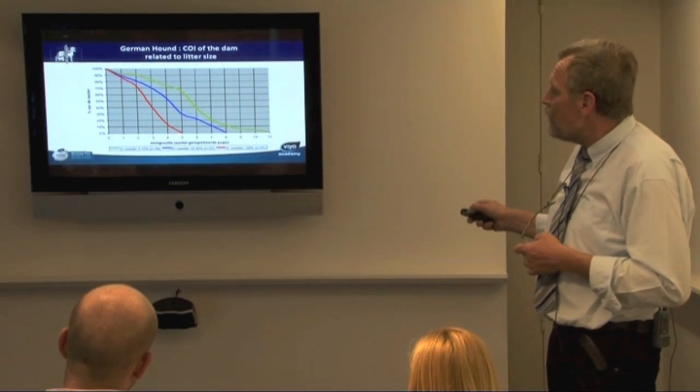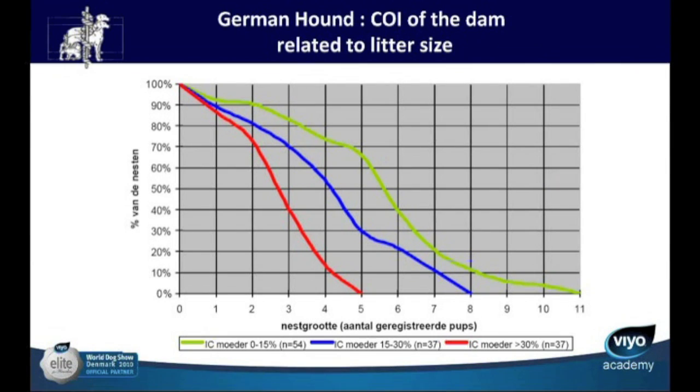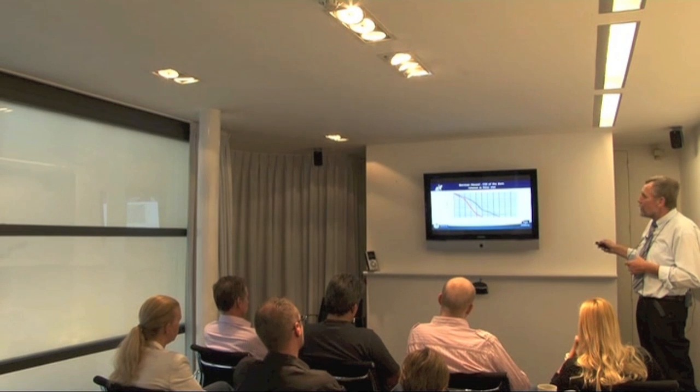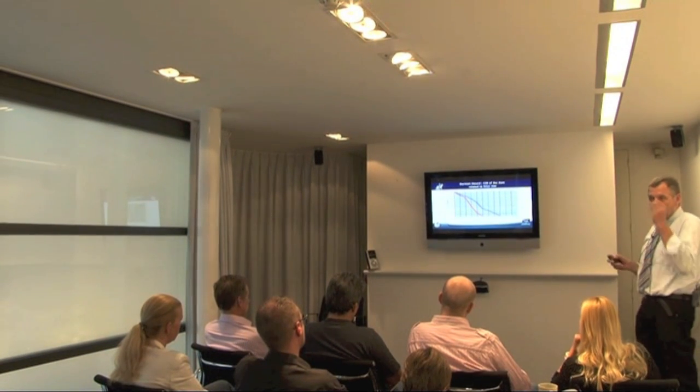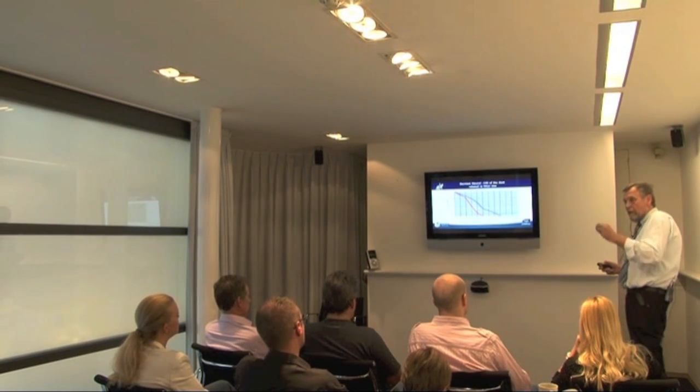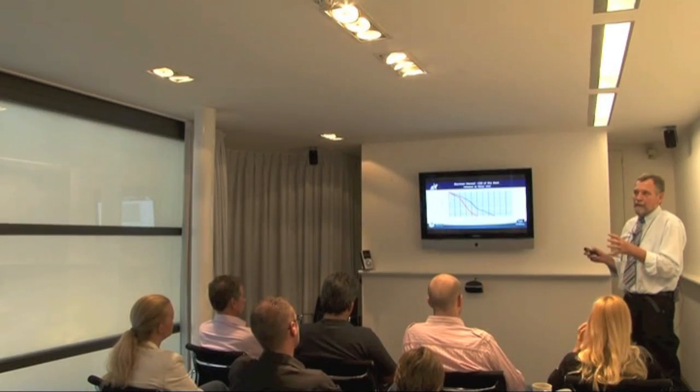Look at litters of 5 weaned pups or more. In the highest inbred group, it's none. It's 0 over 5 pups. In the lowest inbred group, it's almost 70% of the animals. So the level of inbreeding has consequences for fertility. It can be any aspect of fertility.